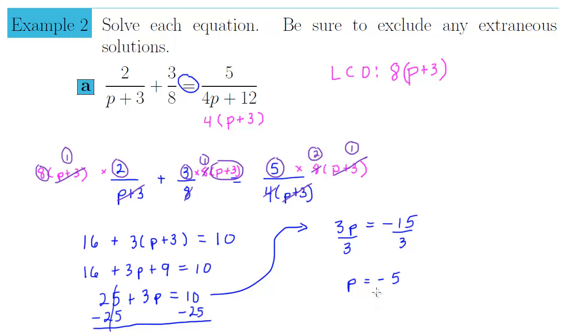Now you have to be careful. You want to check and make sure that negative 5 doesn't give you an undefined fraction in the original equation. Okay, but if you plug in negative 5 to p plus 3, it's not 0. Negative 5 plus 3 is negative 2. And if you plug in negative 5 to 4p plus 12, you get negative 20 plus 12, which is not 0. So there's no problem. This negative 5 does not make any of your denominators 0, which means it's not an extraneous solution, it's an actual solution. So we'll box it and move on.